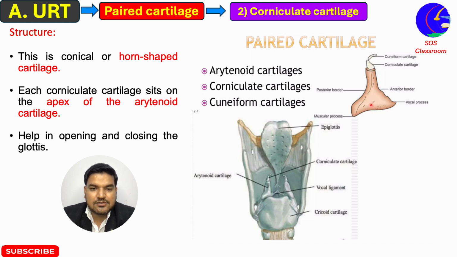This is the arytenoid, this is the corniculate cartilage, and last is the cuneiform cartilage.